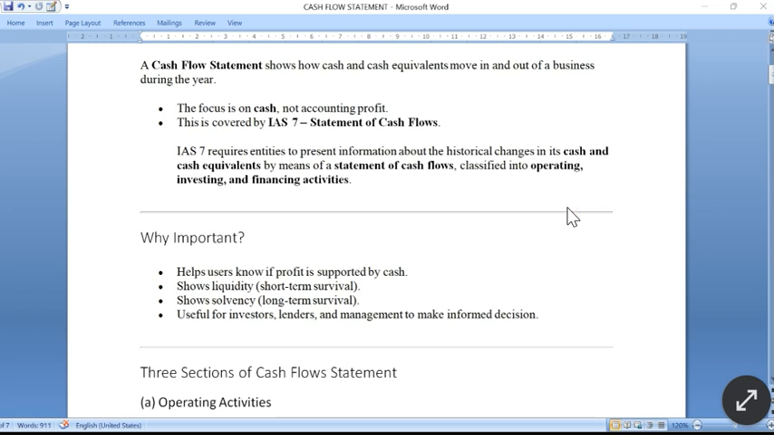Preparation and presentation of a financial statement. We have looked at that in our previous classes. So that's that for that.